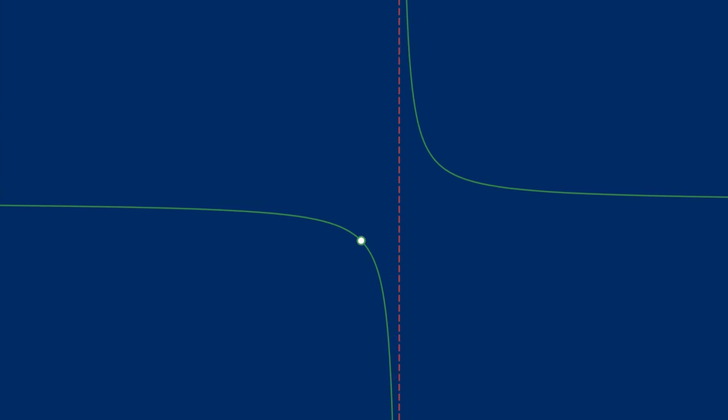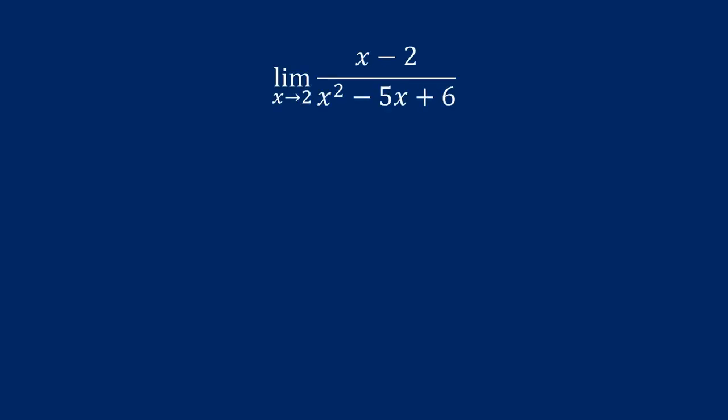But we can see something neat around the removable discontinuity. As you can see, it seems to approach some value as x gets closer to 2. So what we can do is use a limit to evaluate somewhat what this value is as x approaches 2. The function we are considering is (x minus 2) over (x squared minus 5x plus 6). Now, since we are trying to find the value at x equals 2, which is normally undefined, we write this symbol, limit as x approaches 2 of the function.